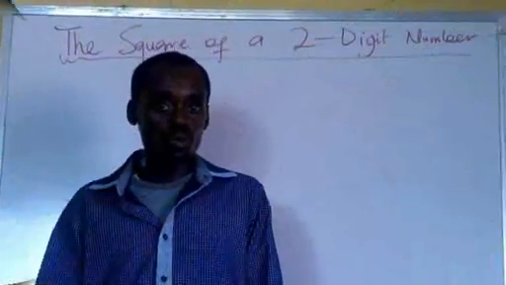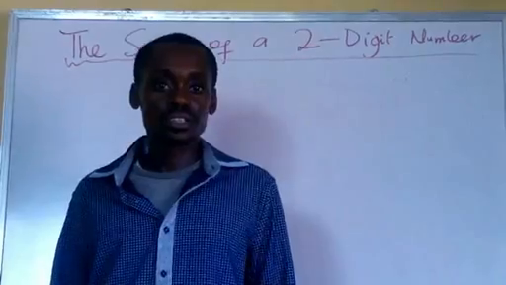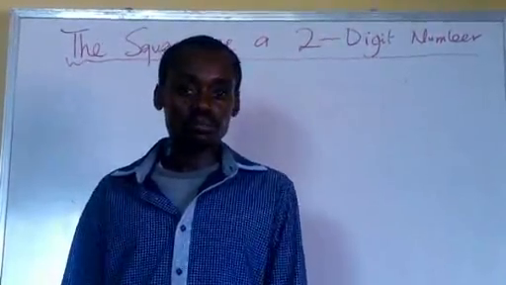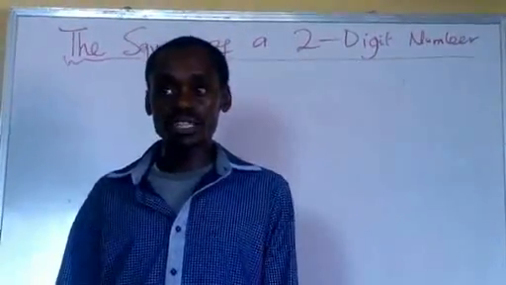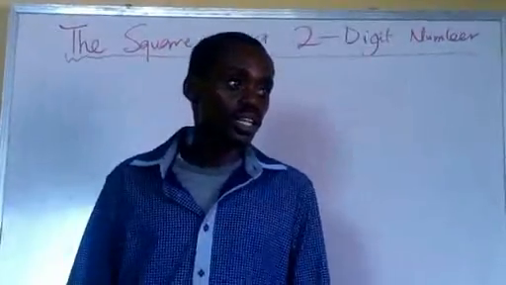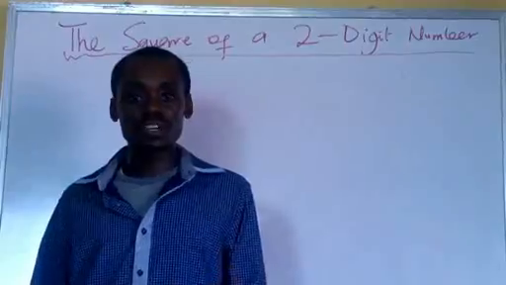In this video, we'll be looking at the square of a two-digit number. We'll apply a Vedic Mathematics trick to squaring a two-digit number in the quickest possible way. Now, what does it mean to square a number? To square a number means to multiply the number by itself.